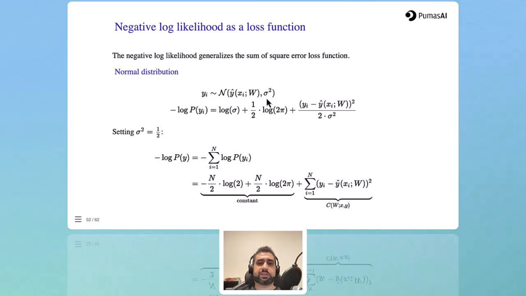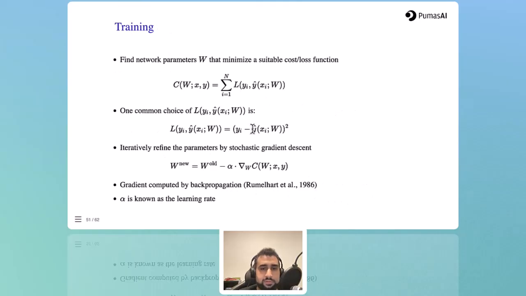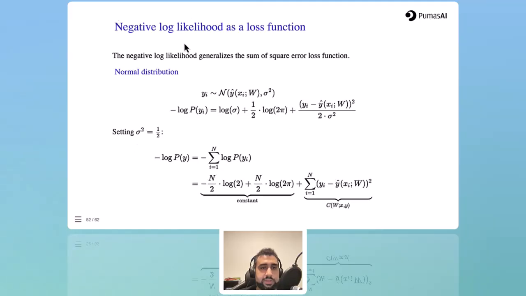Good. Now we've seen that the loss could be, intuitively, the sum of square error here. Now what I would like to show you is that this sum of square error is actually a special case of another loss called the negative log likelihood. So if I assume that my yi here is normally distributed with a mean y hat, which is the output of the neural network, and some variance sigma square, then by taking the log probability of this, or the negative log probability, I get this expression below.